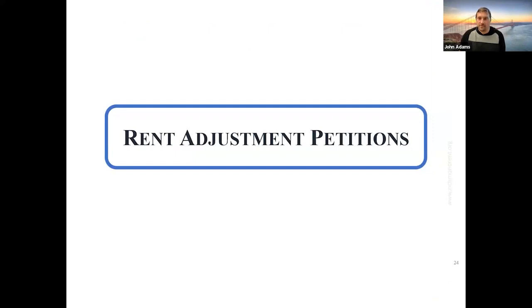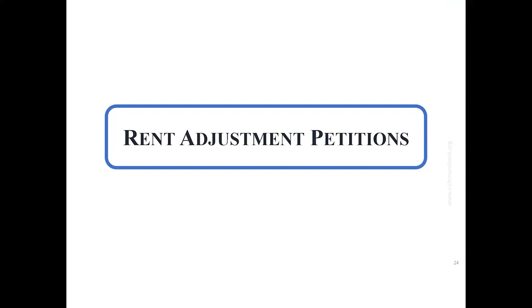So next I'm going to talk about the rent adjustment petition process. There are two ways to adjust the maximum allowable rent. The first is the annual general adjustment, the yearly rent increase that I've already talked about. And the second is the petition process. The petition process is defined as when the landlord or the tenant requests from the rent board a one-time upward or downward adjustment to the maximum rent.